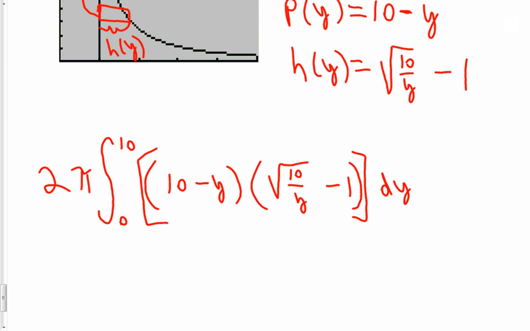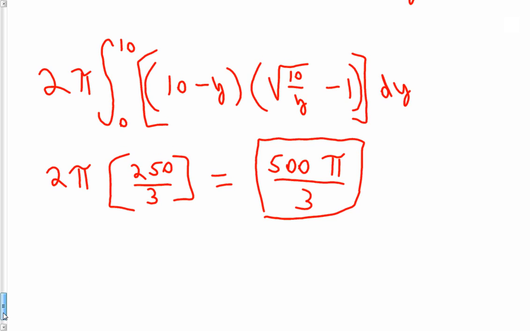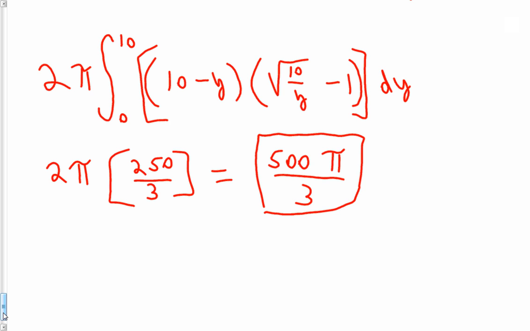Okay, so this integral leads to 2 pi times 250 over 3, which is 500 pi over 3. So the volume of the solid of revolution here is 500 pi over 3. All right, so that ends our lecture on the shell method. So have fun.